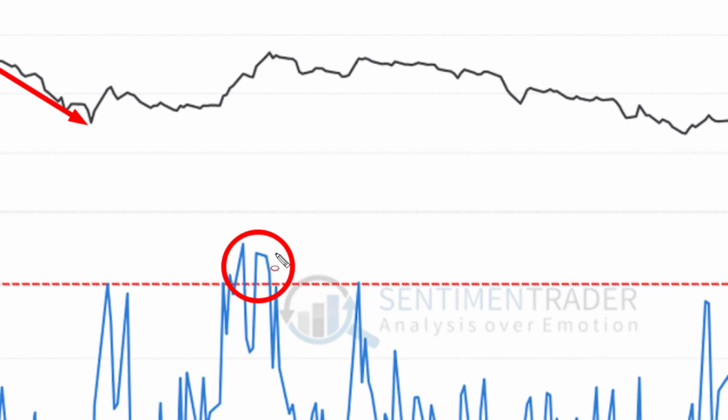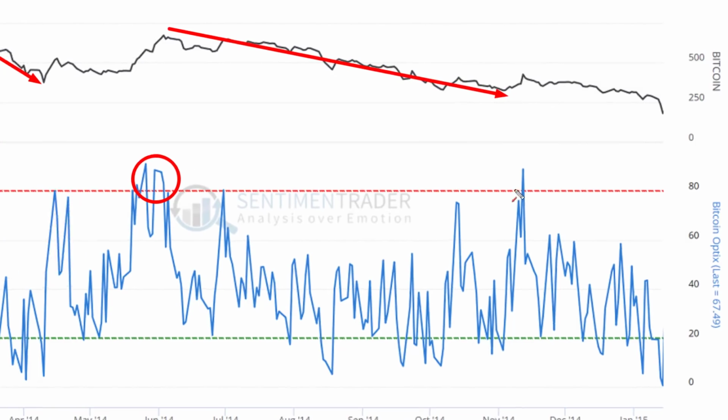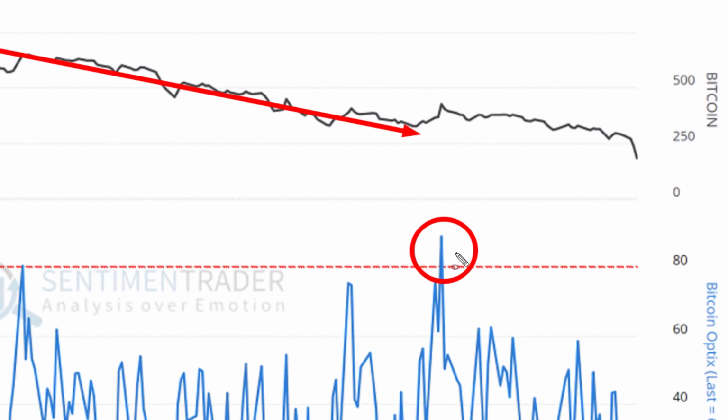Bitcoin hits extreme optimism. This one takes a bit of time. On this occasion, it took a while for Bitcoin to actually start dropping. It took about 2 or 3 weeks before Bitcoin started dropping, and then finally dropping much heavier until Bitcoin hit another extreme level. Take a look at this right here. Bitcoin extreme optimism, that spike you see right there. And then yet again, you can see Bitcoin once again started dropping from there.